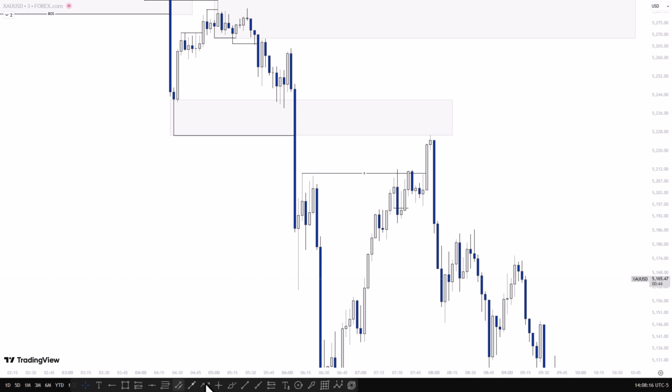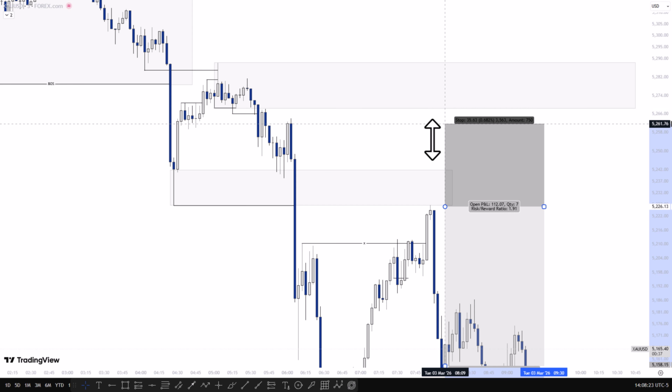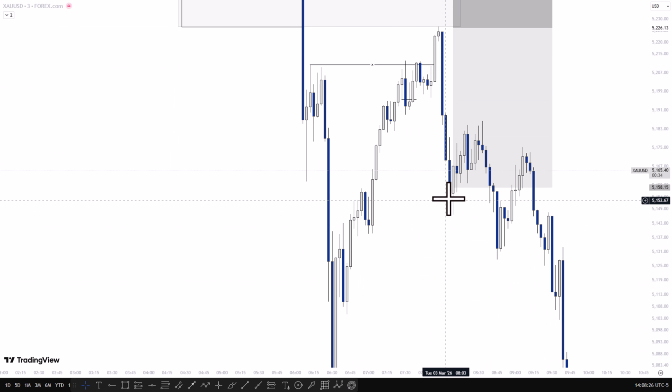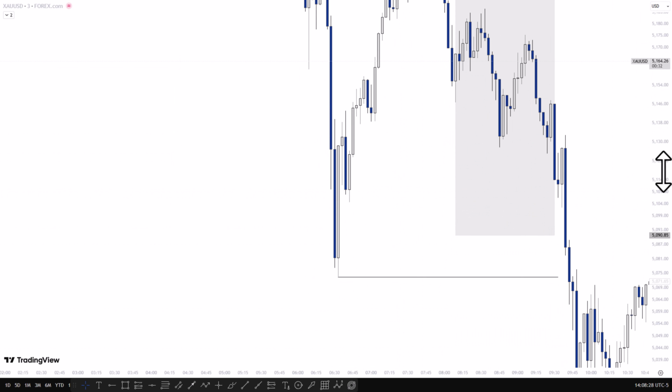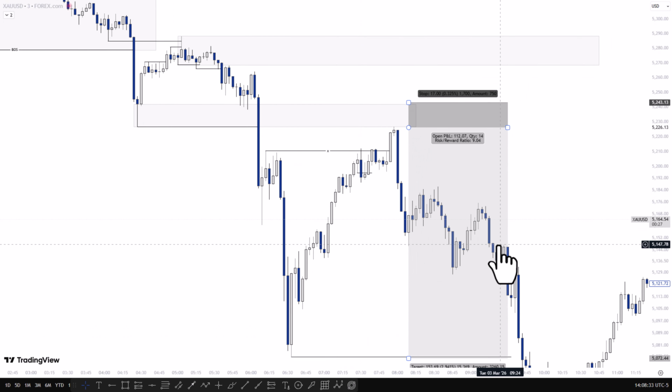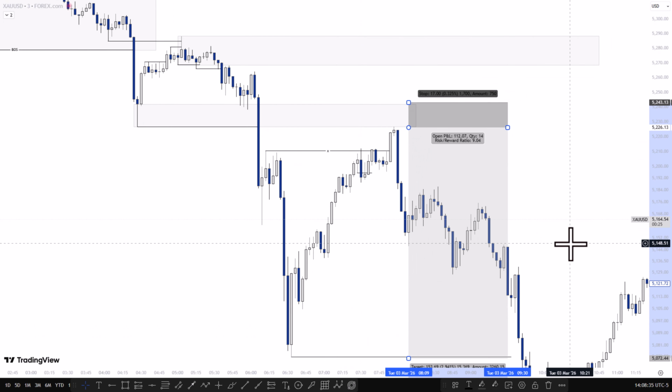All you need to do is to place your trade and your entry here, and then your stop loss should be above this high. Then you will target what? This particular low of the market, and then you have 1:9 risk to reward ratio.